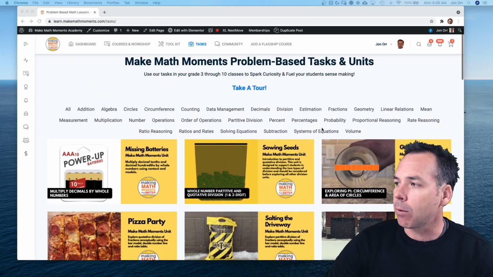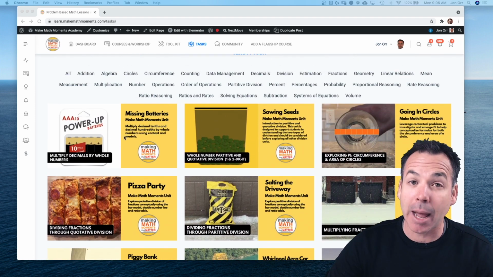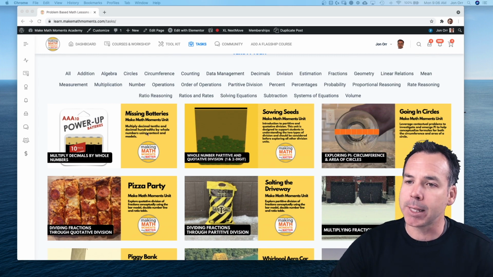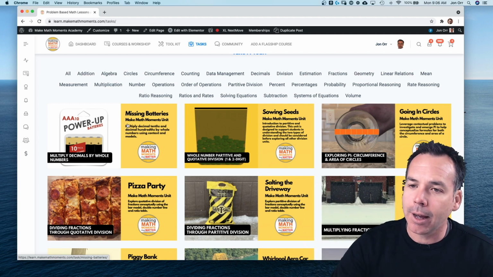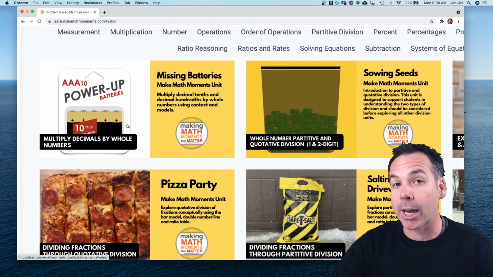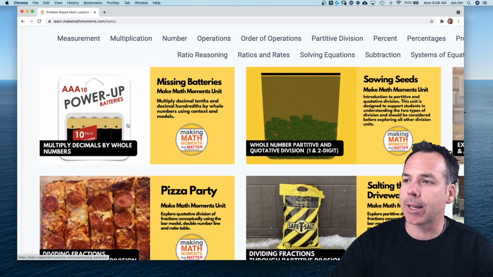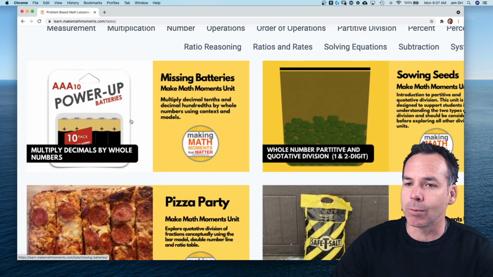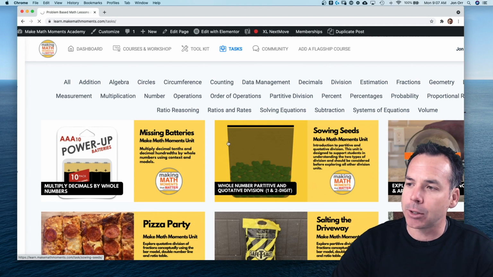And so right here I am on the tasks page, and you can see that our newest one at the time of this recording is Missing Batteries, which has to do with multiplying decimals. If you ever taught kids how to just move the decimal back and forth, this one is about how to build that sense making around why we actually do that. And why do we teach the kids that? And so having kids build sense around the reasoning there. So there are lots of tasks here to use with your students.